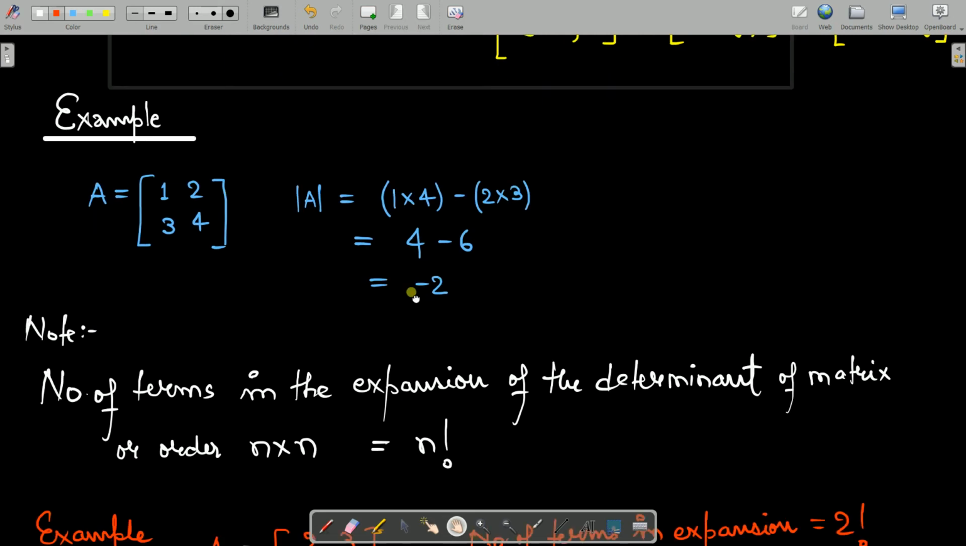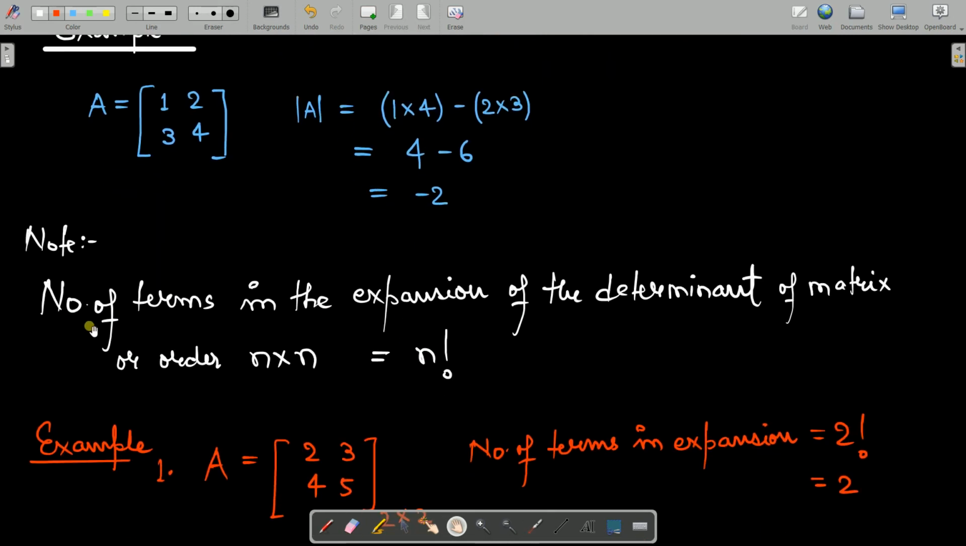Now an important thing you need to keep in mind is the number of terms in the expansion of the determinant of a matrix of order n cross n. Let's say you have a matrix of order n cross n, and you want to find the number of terms in the expansion of the determinant. That means if you are expanding the determinant, how many terms will appear? The answer is n factorial. This is a direct objective question. Sometimes they ask it, so please remember this statement.